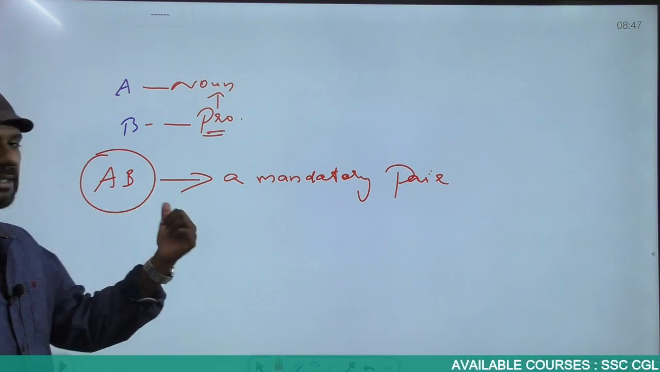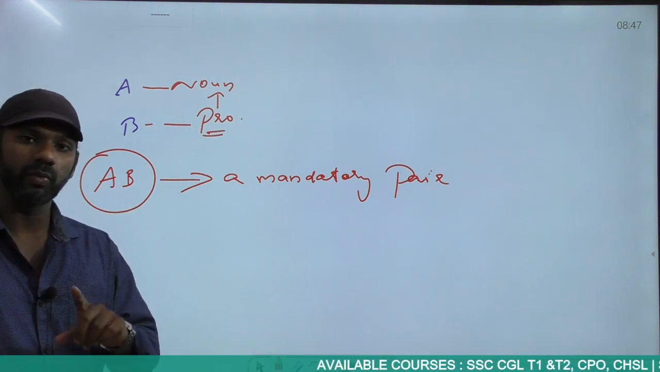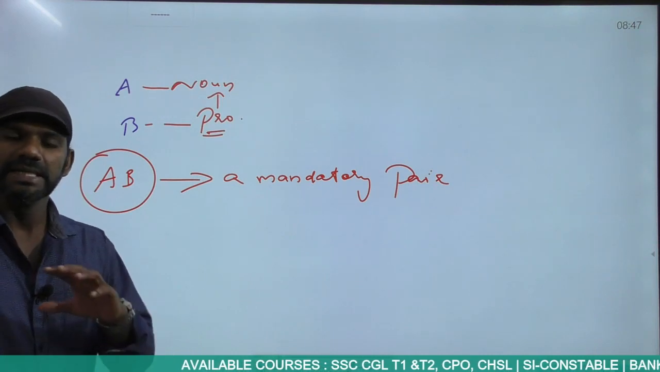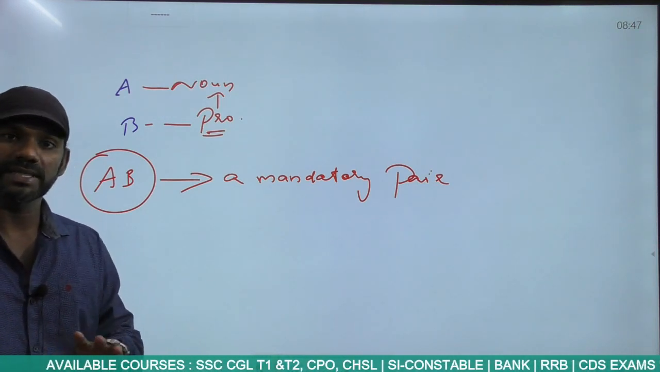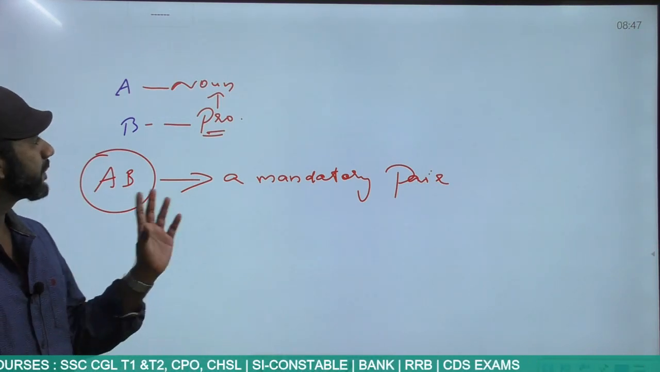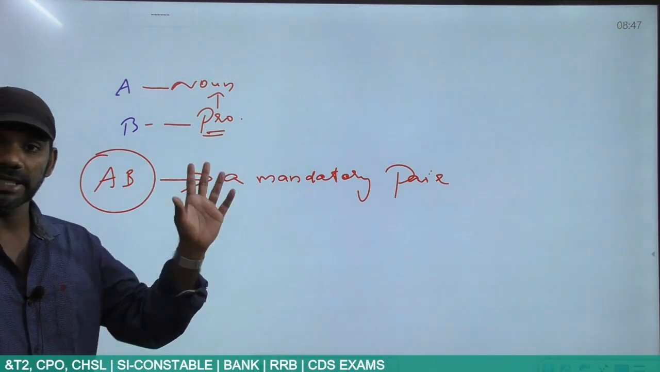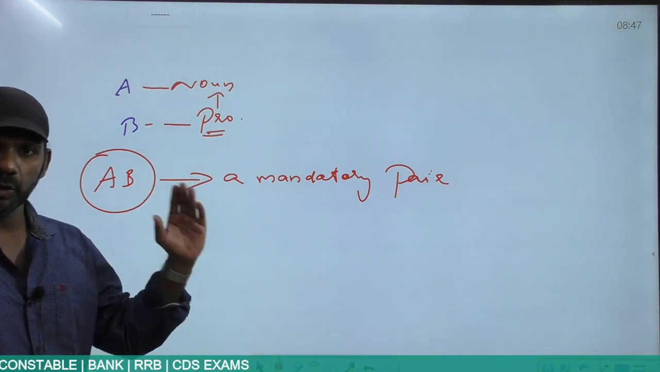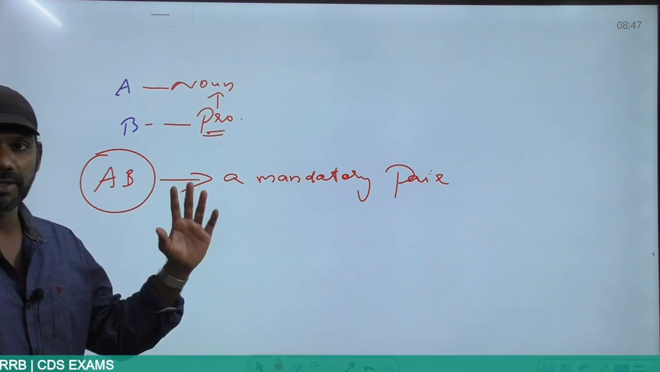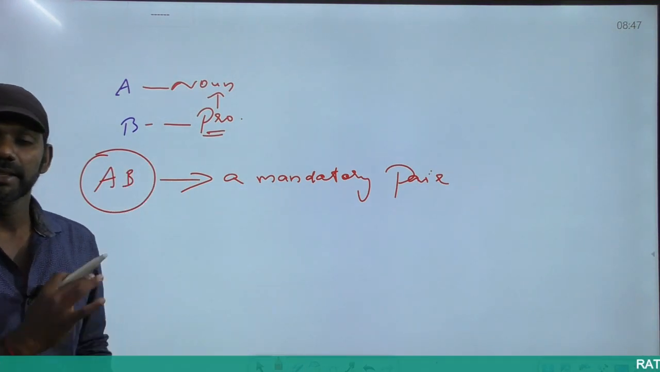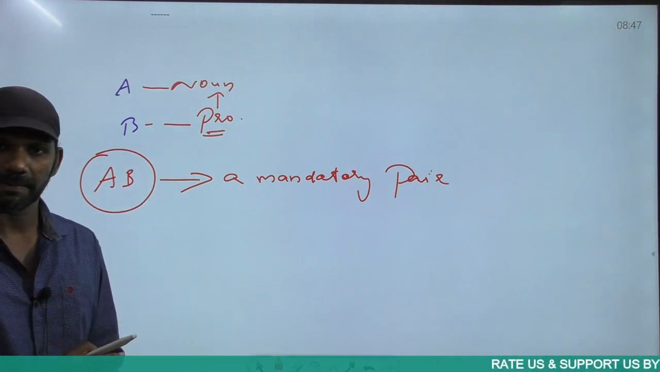If you feel AB is a mandatory pair, sometimes there will be only one option with AB as mandatory pair. So without even thinking about the other options, you can just eliminate them. Every pronoun must refer to a noun immediately before it. The sentence carrying the pronoun and the sentence carrying the noun it refers to must come together. That can be called a mandatory pair.